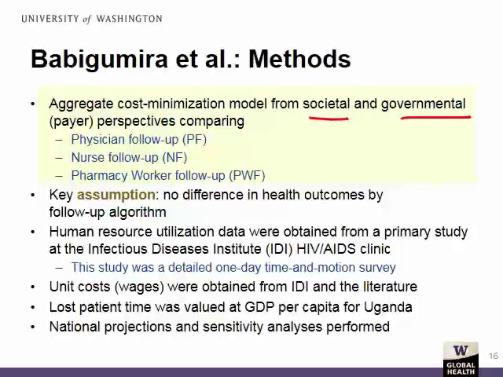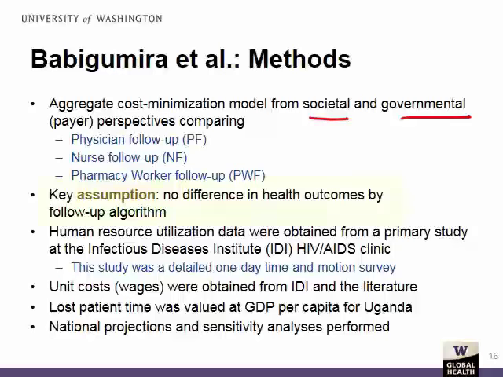But briefly, the societal perspective includes all kinds of costs, and the governmental perspective includes costs that the government would incur if it runs the Ministry of Health, for example. And we had three arms in the study: physician follow-up, nurse follow-up, and pharmacy worker follow-up. And as we saw, a full economic evaluation is one in which you have multiple options being compared, both in terms of their costs and consequences. So this is a full economic evaluation.